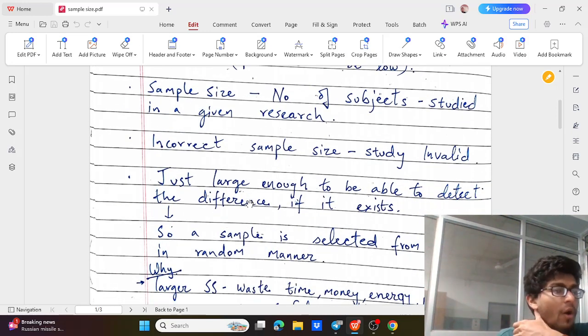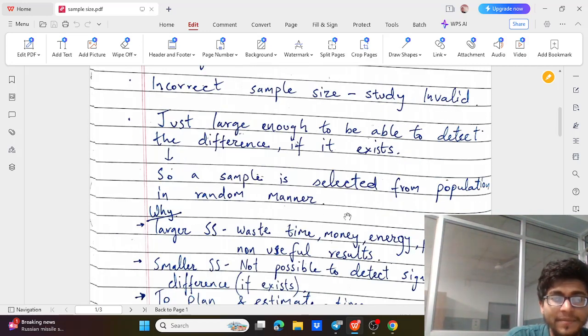So how much should it be? It should be large enough, मतलब उतना बड़ा होना चाहिए, to be able to detect the difference if it exists. मतलब अगर है तो मिल जाना चाहिए, बस उतना ही चाहिए अपने को, बहुत ज़्यादा नहीं चाहिए. So the sample is selected from the population in a random manner. Random manner में हम लेते हैं, लेकिन नंबर हम डिसाइड करेंगे.